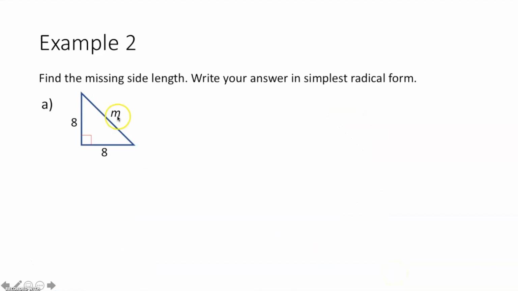Now example 2 says find the missing side length. Write your answer in simplest radical form. So here's what's going to happen. Here we again have a right triangle with this little red box, meaning that to find our missing side length, we still use the Pythagorean theorem.